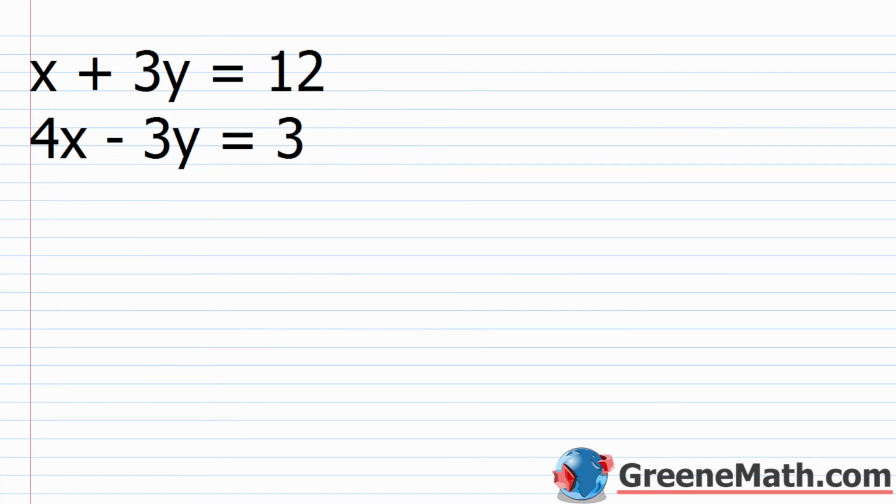So we have x plus 3y equals 12, and we have 4x minus 3y equals 3. So are these lines parallel? Are they perpendicular? Or are they just neither? So I would solve each for y. Again, we're looking for y equals mx plus b.